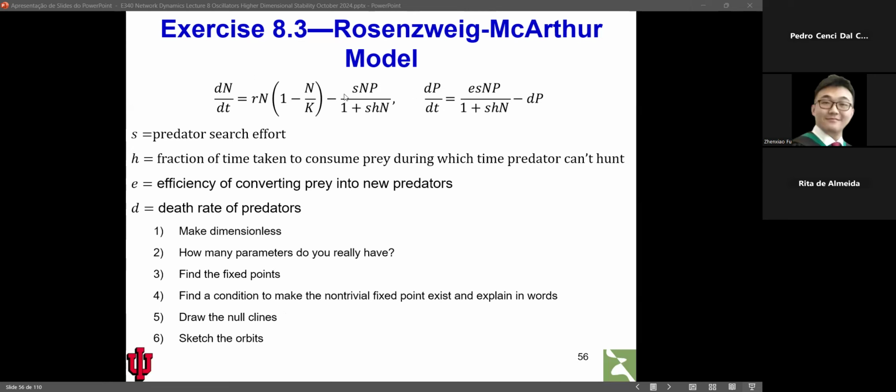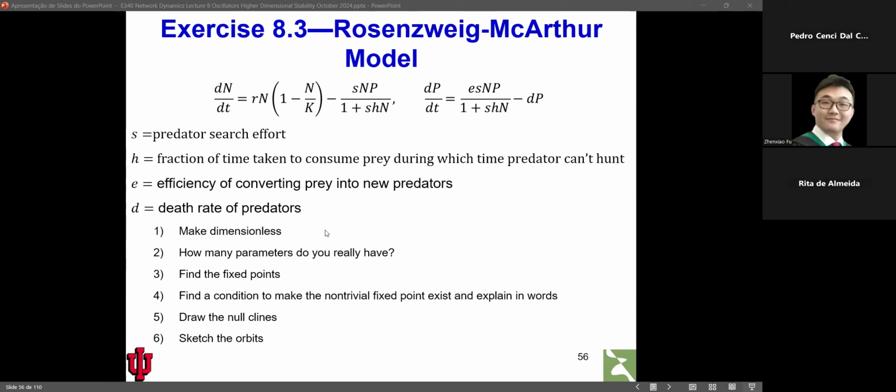So you have a two-dimensional system. These are the F and G, the dynamic equations for F and G. And these are the predator search effort, the fraction of time consumed by prey during which time the predator cannot hunt, the efficiency of converting prey into new predators, and the death rate.